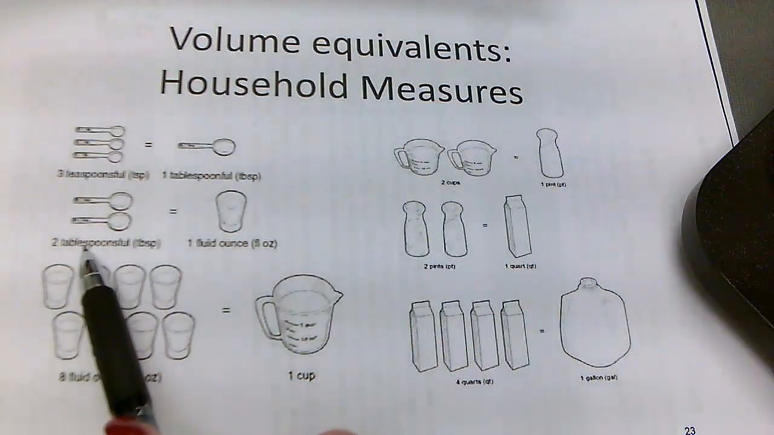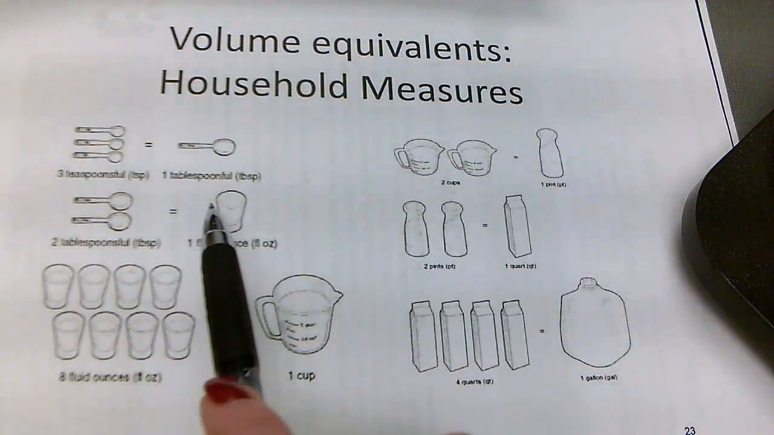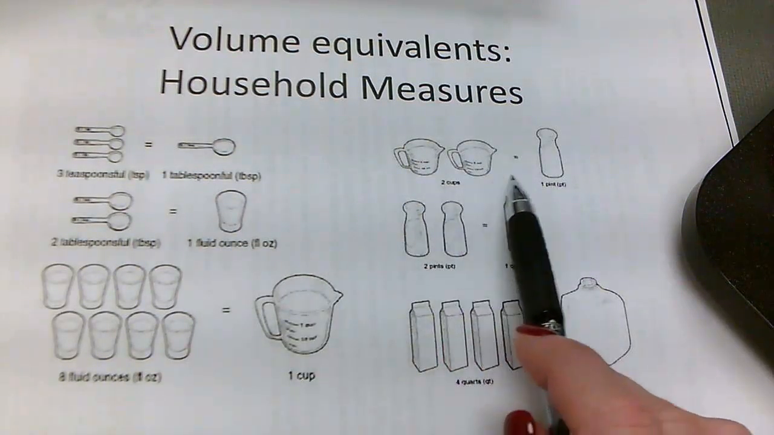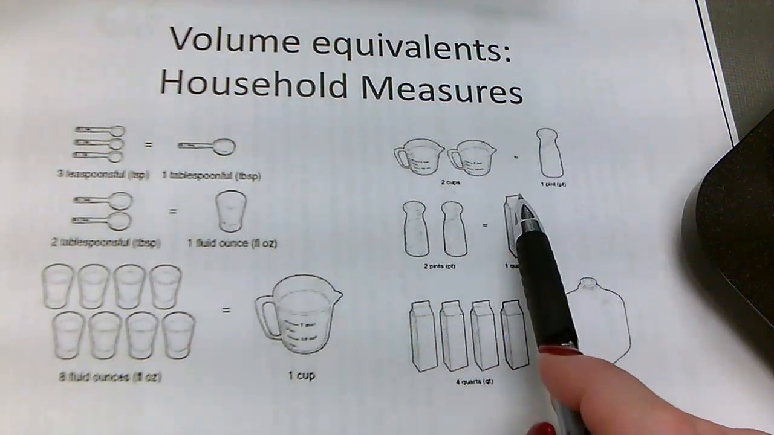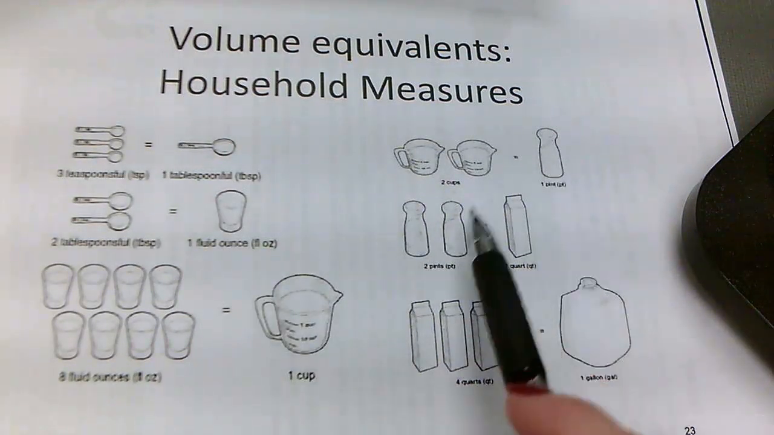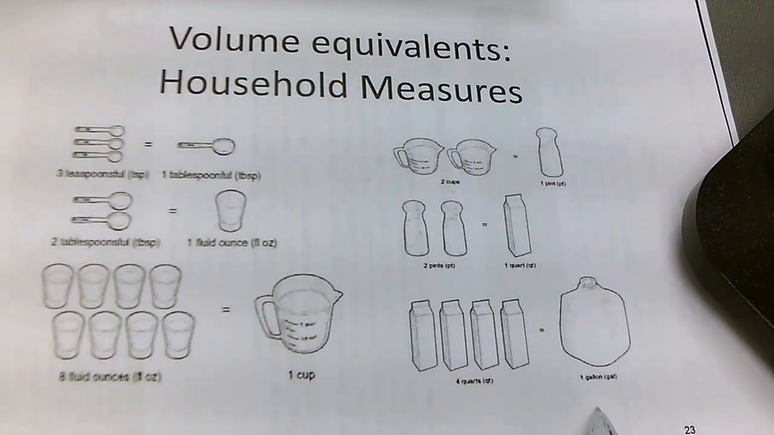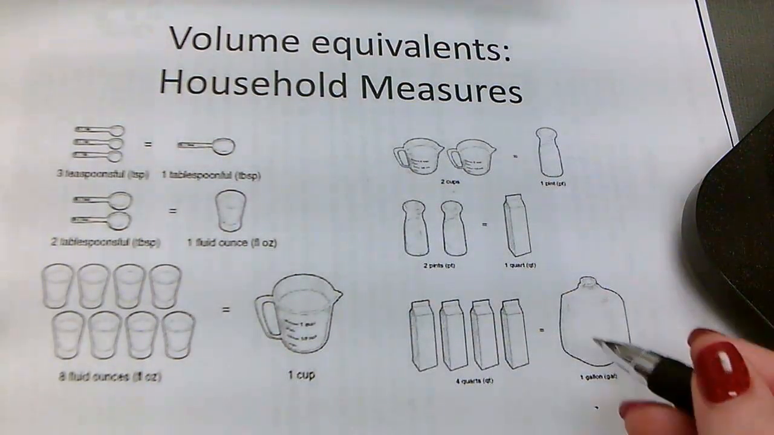So it is important to know these conversions, that there are 3 teaspoons in 1 tablespoon. There are 2 tablespoons in 1 ounce. And there are 8 fluid ounces in 1 cup. There are 2 cups in a pint. There are 16 ounces in a pint. There are 2 pints in a quart, and there are 4 quarts in a gallon. So a few of these I can tell you right now, the conversion is pretty simple.